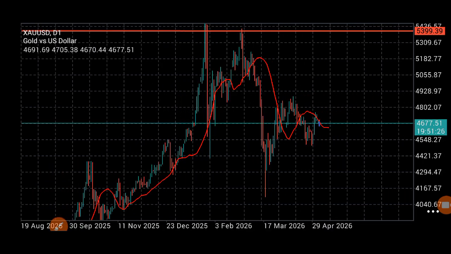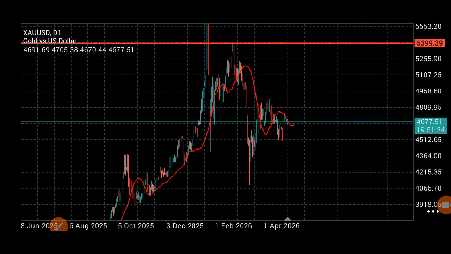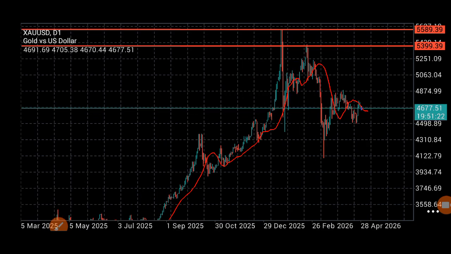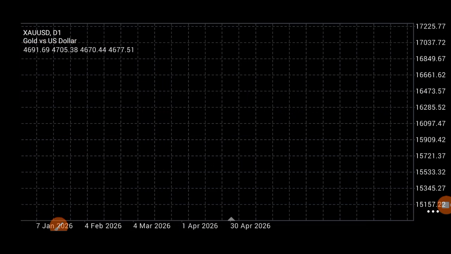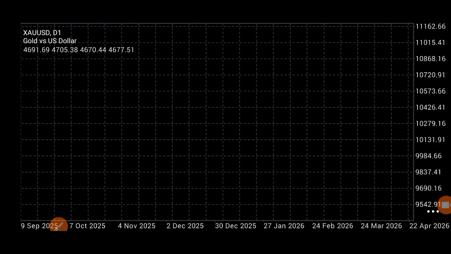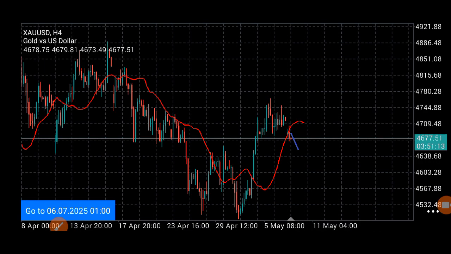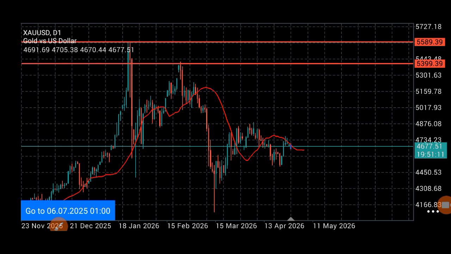This one, guys, I just want to give us a breakdown on XAUUSD, what we should expect this week. So this is XAUUSD on a daily time frame.